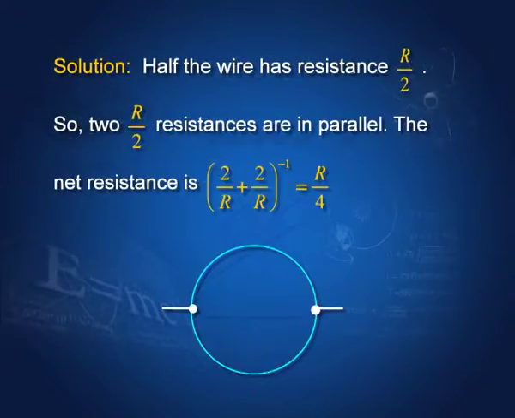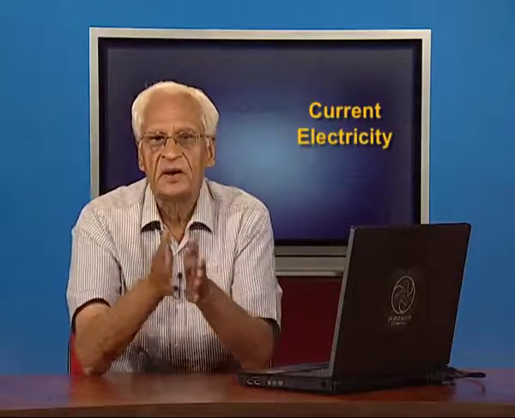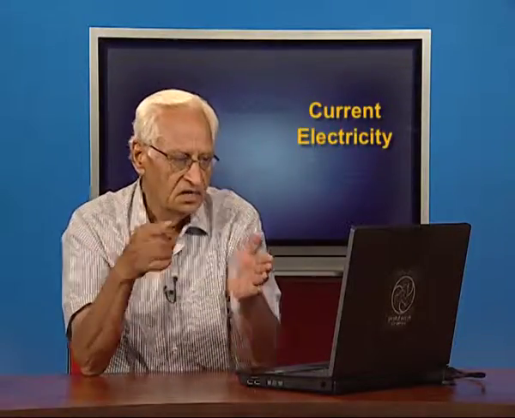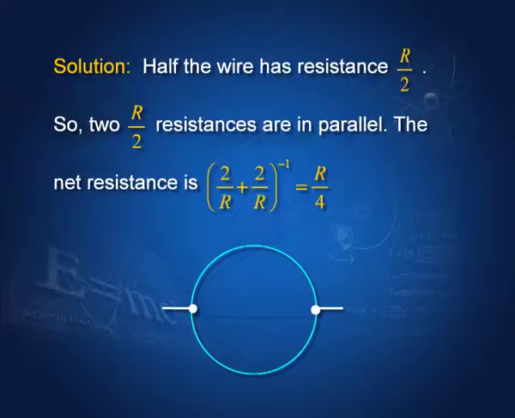Then this half circle resistance and this half circular resistance, they are in parallel. The total resistance is R, therefore, half of this is R by 2, this resistance is also R by 2. So, two resistances each R by 2, they are in parallel. So, therefore, the net resistance is (2/R + 2/R) raised to power minus 1, which is R by 4. So, the net resistance of this circuit between these 2 points is R by 4.